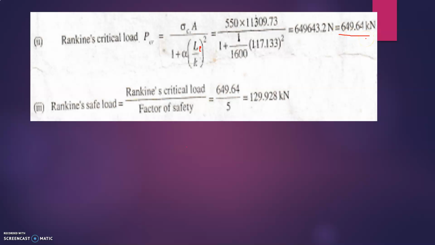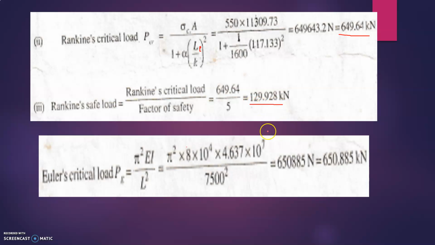So you get 649.64 kilonewton. You have to calculate the safe load. How can we calculate the safe load? Rankine's critical load divided by the factor of safety gives the safe load. So Rankine's critical load is 649.64 divided by 5, the factor of safety, that is equal to 129.928 kilonewton.